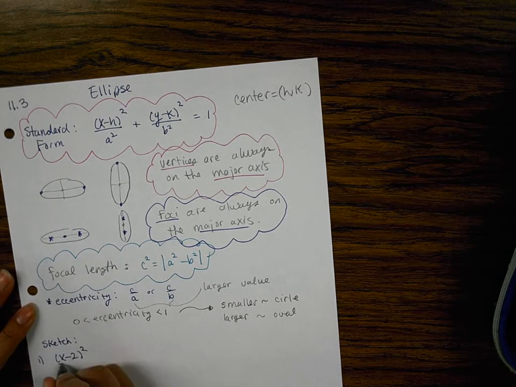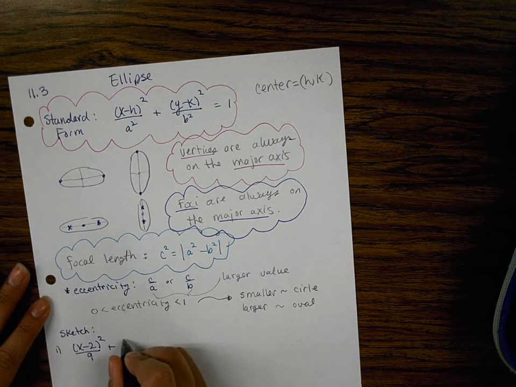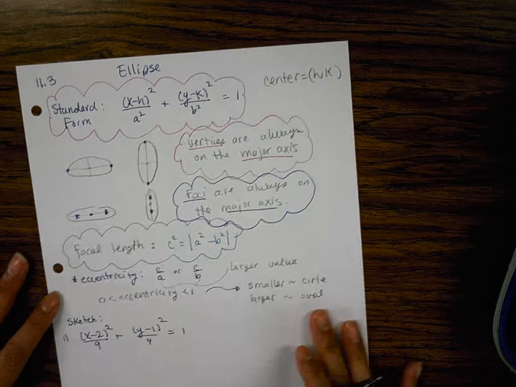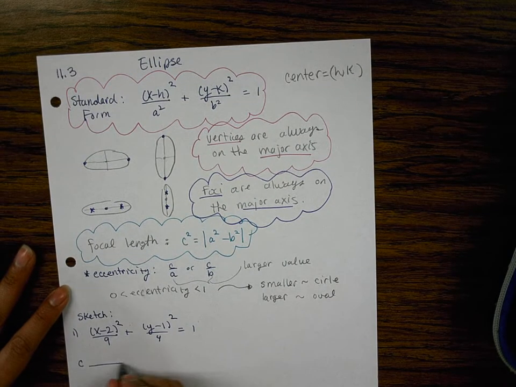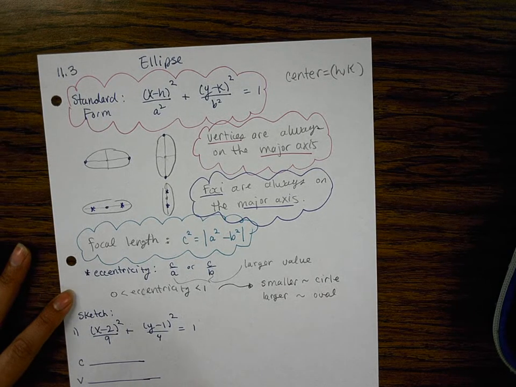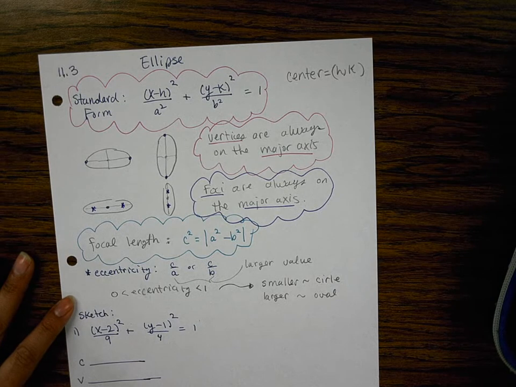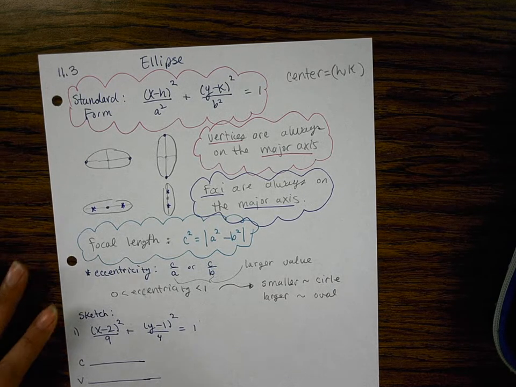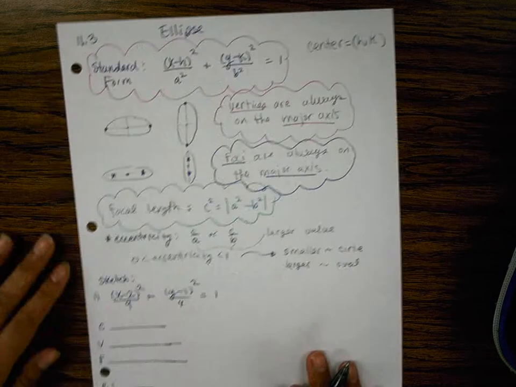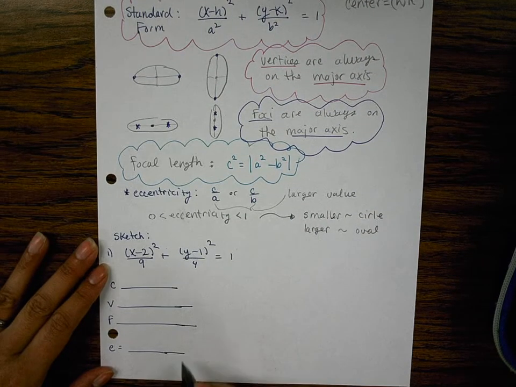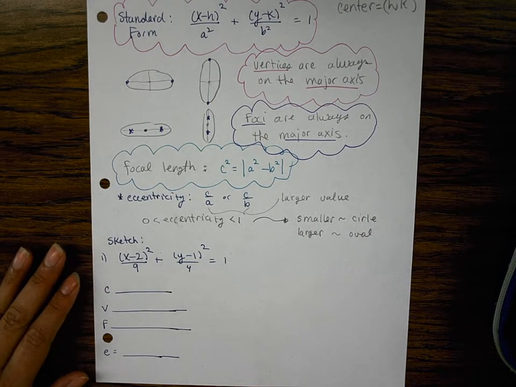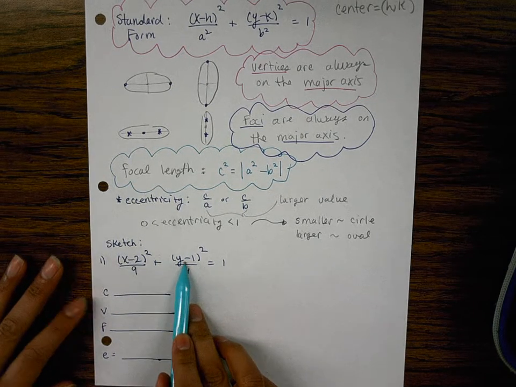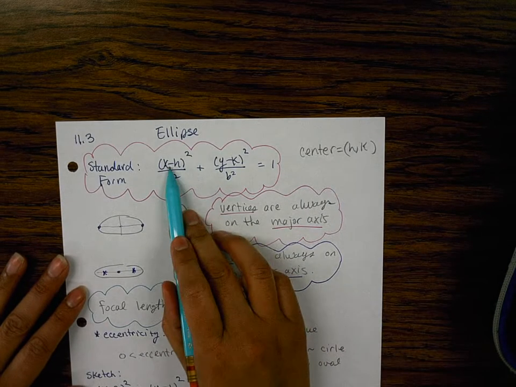Okay, now we can see an example. Find the center, vertices, foci, eccentricity, and sketch. I'm just going to put sketch and then we'll list all the things we have to find. Number 1, the quantity of x minus 2 squared over 9 plus the quantity of y minus 1 squared over 4 equals 1. C for center, V for vertices, F for foci. There's going to be 2 vertices and 2 foci. And then E for eccentricity.